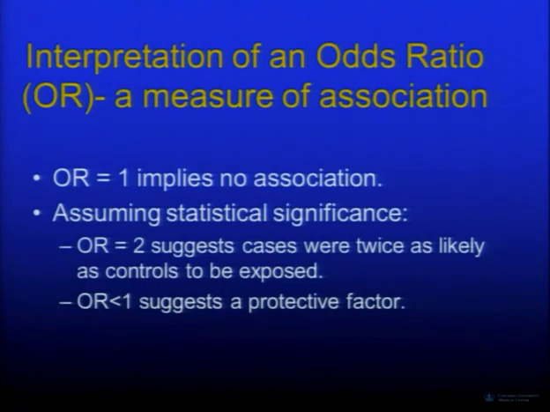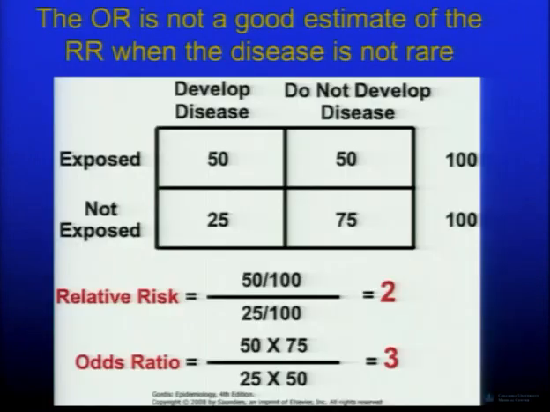So how do we interpret an odds ratio? As a measure of an association, 1 implies no association. An odds ratio of 2 suggests that the cases were twice as likely as the controls to be exposed. If it's less than 1, we're really talking about a protective factor. So the whole reason why we do case control studies in rare diseases is because of this thing here.